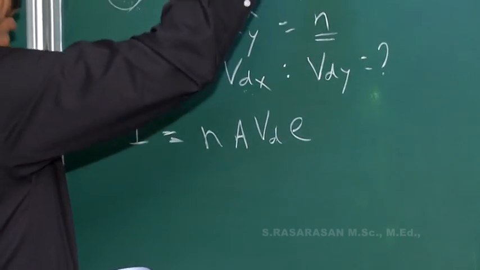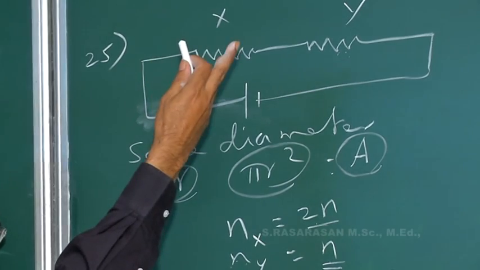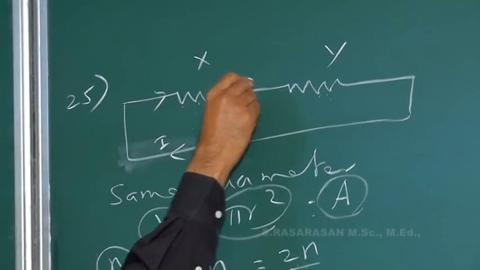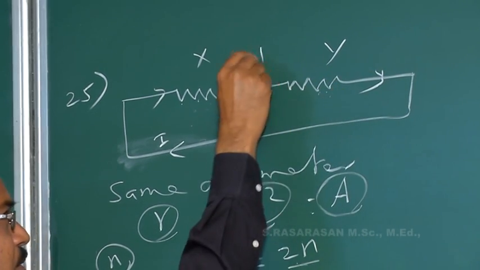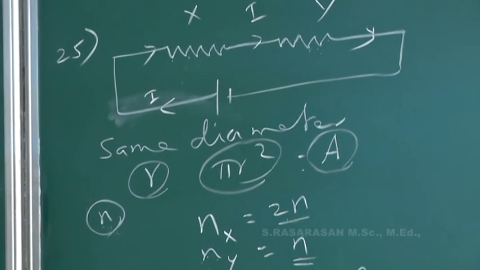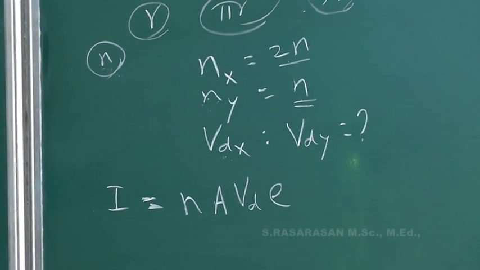Here the two wires X and Y, same diameter but different materials, whatever it may be. When two are connected in series, the current I is same in both wires. In series connection, the current is same, potential differs. In parallel connection, the potential is same, current differs.